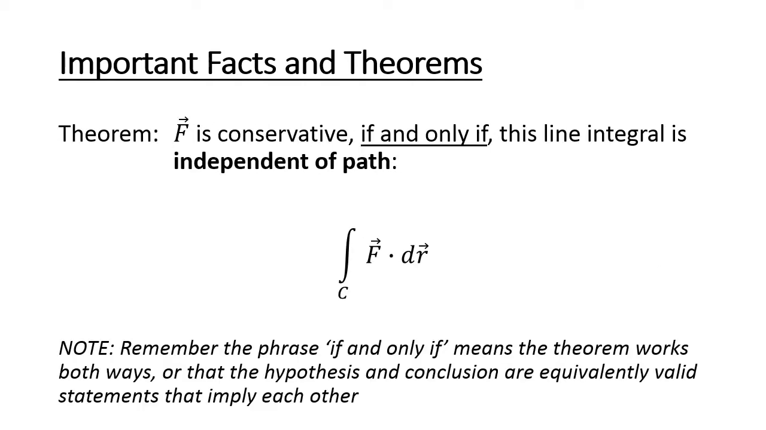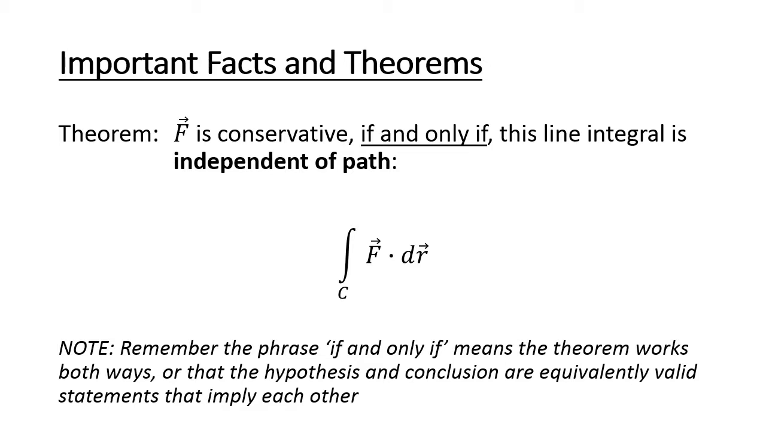So it's time for the first of our two important theorems. Theorem number 1: f is conservative if and only if the line integral is independent of path. So hopefully that makes some intuitive sense. The proofs are in your book, and they're really not that bad at all.